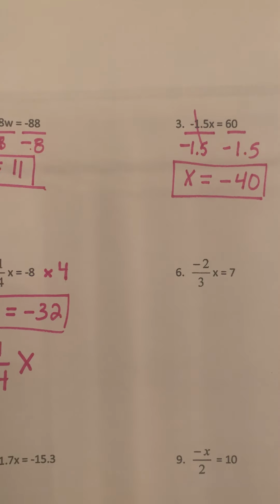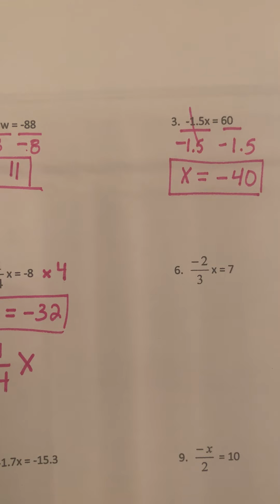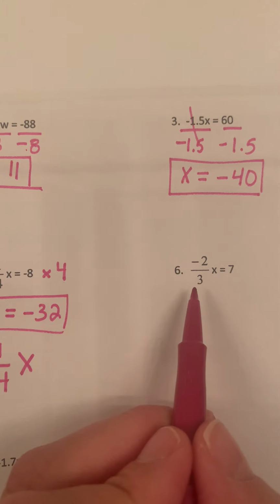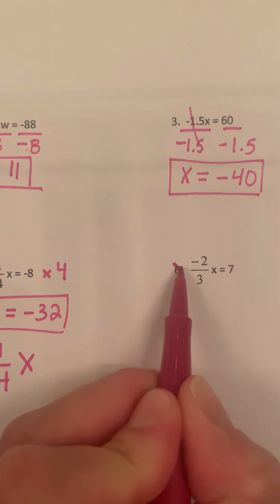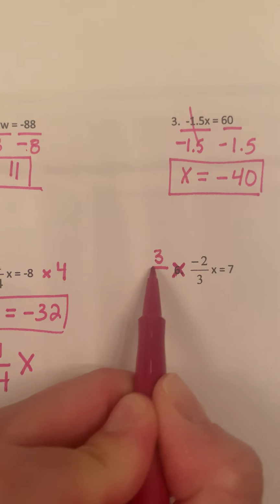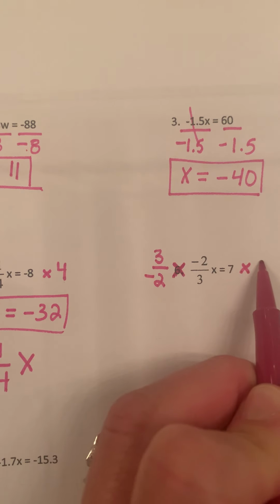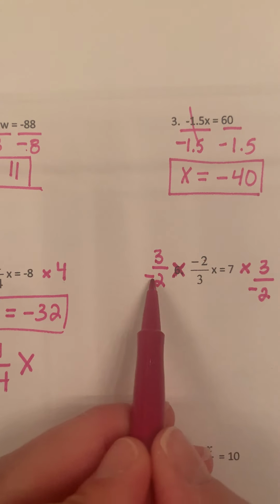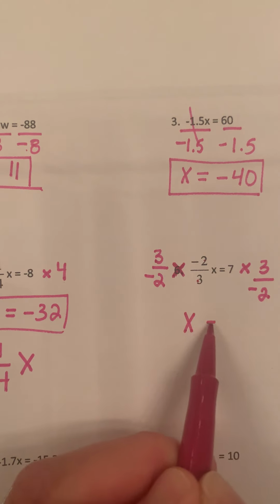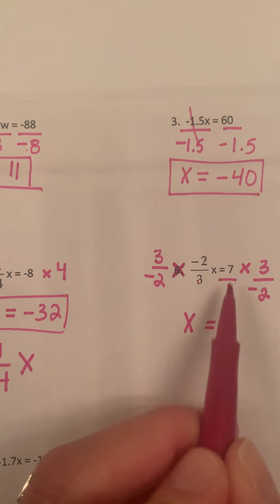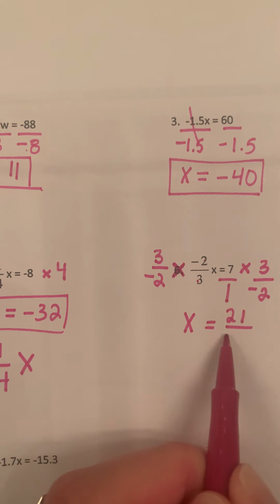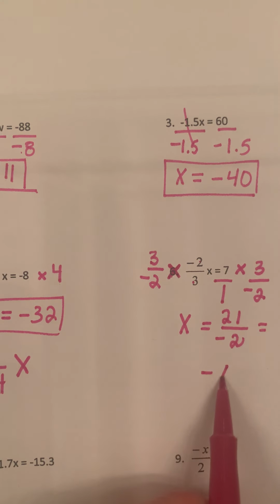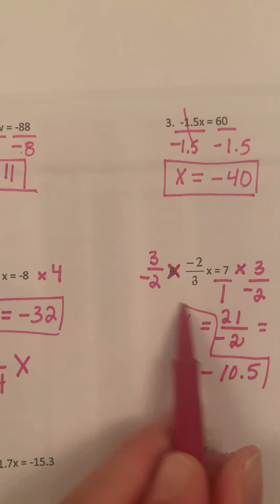Hopefully you guys remember what a reciprocal is. It's when you flip the fraction. So if I want to get rid of this, a fraction times its reciprocal always equals 1. So if I multiply this by it flipped, remember you have to multiply by it flipped on this side. So you get negative 6 over negative 6, which just is x. Then you go straight across. 7 times 3 is 21 over negative 2. If you want to divide that out, you get negative 10.5 for that.